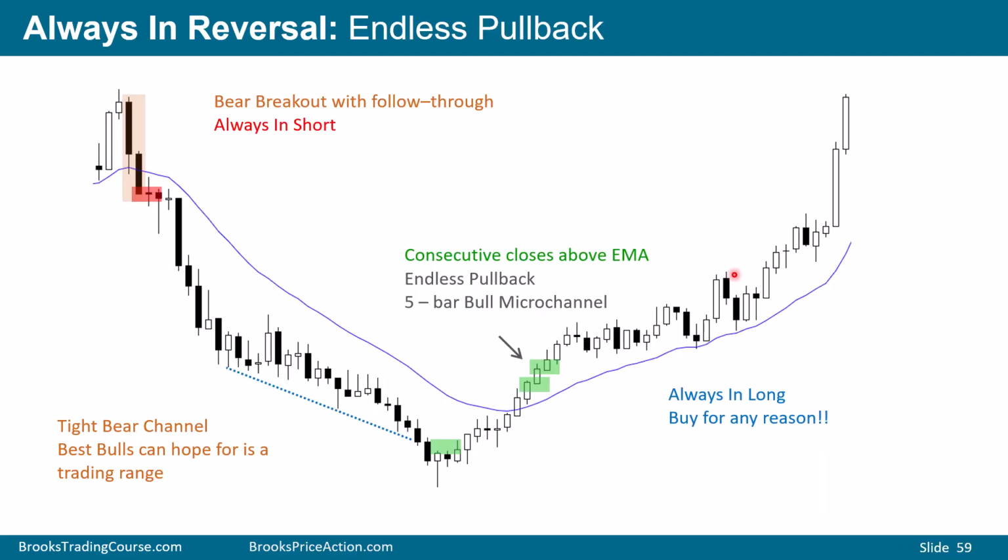Here is an example, an always in reversal in the form of an endless pullback. This was Friday, May 31st, right before the start of the Orlando event. The day gapped up and immediately sold off on the open. It's a strong enough surprise with closes below the moving average that the market's always in short. And because of that, you'll have bears who are selling aggressively, betting that bulls are going to be forced to sell out of longs at a worse and worse price.